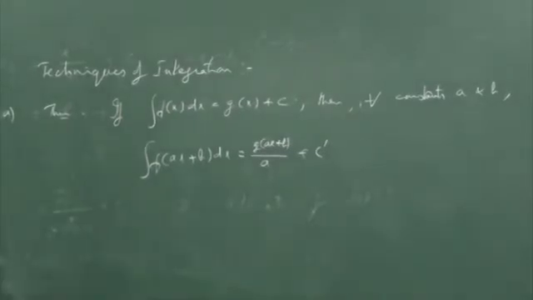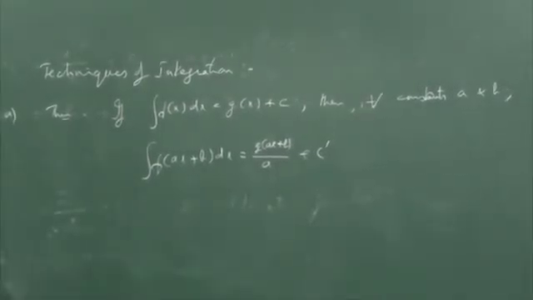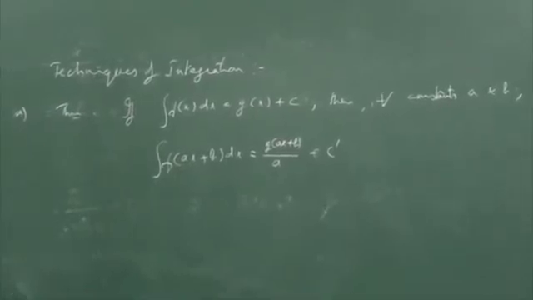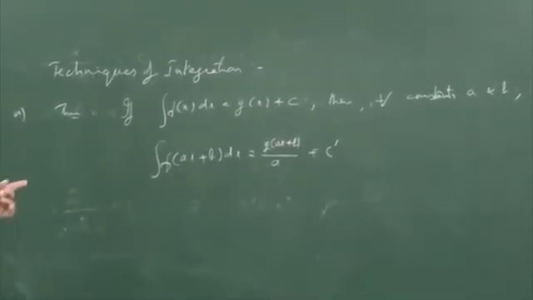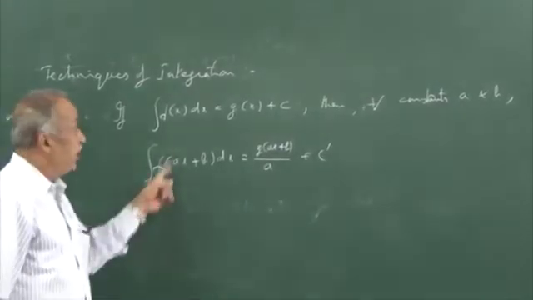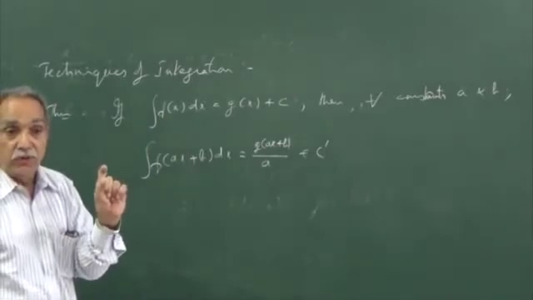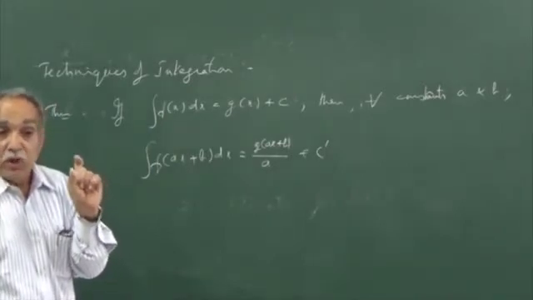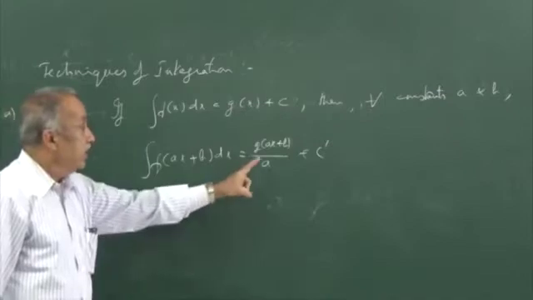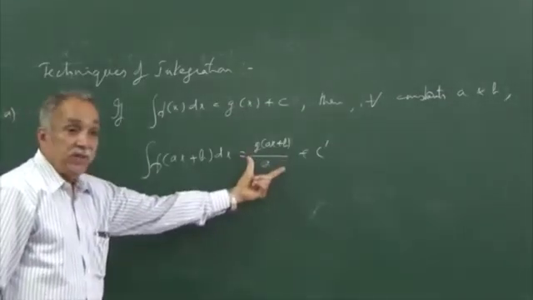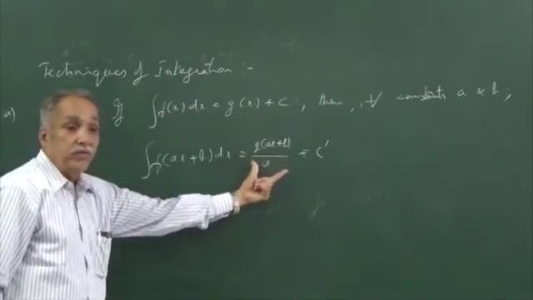Suppose you know for the function f of x, g of x is an antiderivative. Then you can be certain for the function f of ax plus b. How is this f of ax plus b obtained? From this, replacing x by a linear function. Don't forget, replacement is to be made only by a linear function. Then the integral will be this. An indefinite integral will be this. An antiderivative will be this.